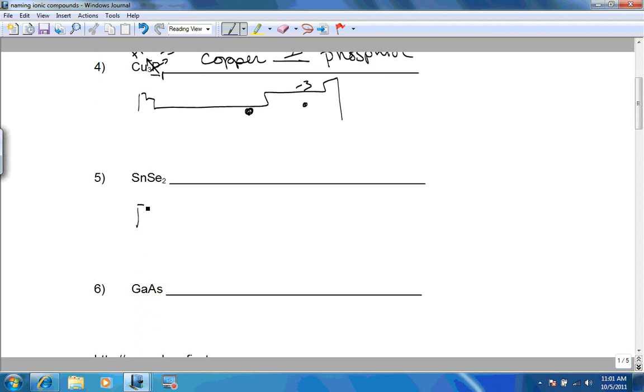Number 5. We have tin, which is down here. It's in the same row as carbon. Now you'll notice that there's actually no charge to memorize for that family. That's because that family also changes. And then selenium, which becomes selenide.